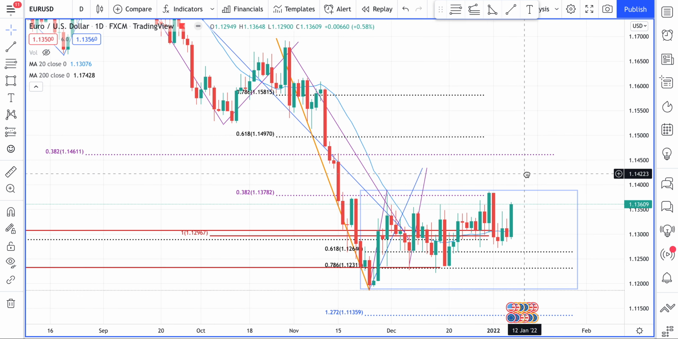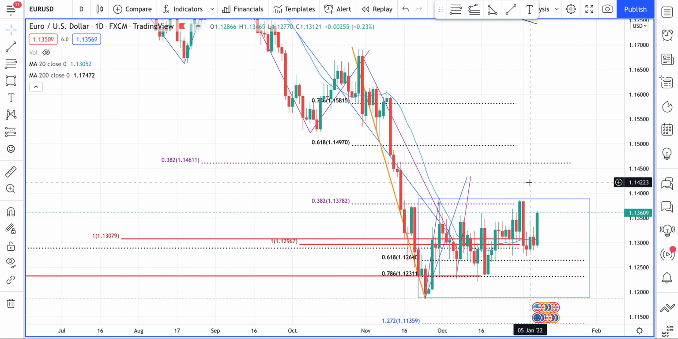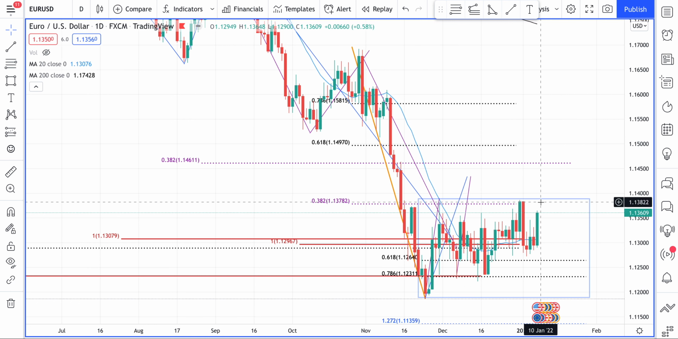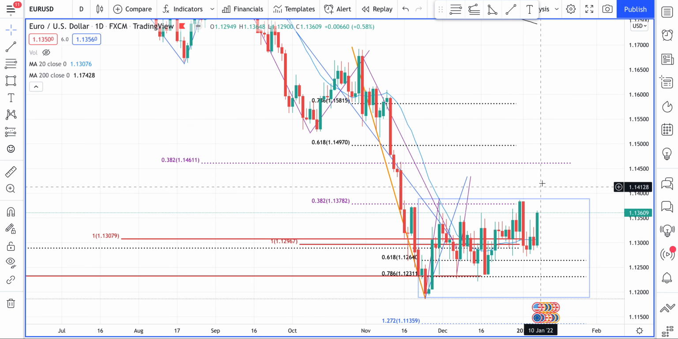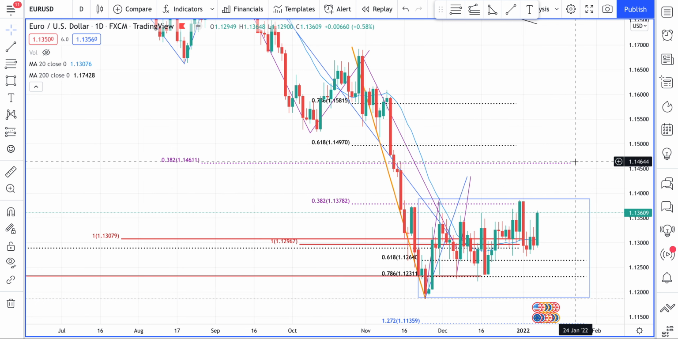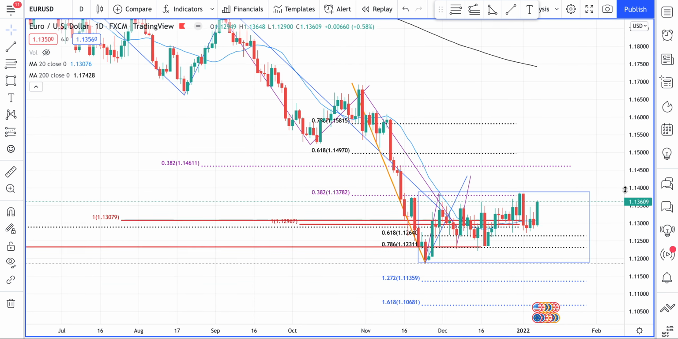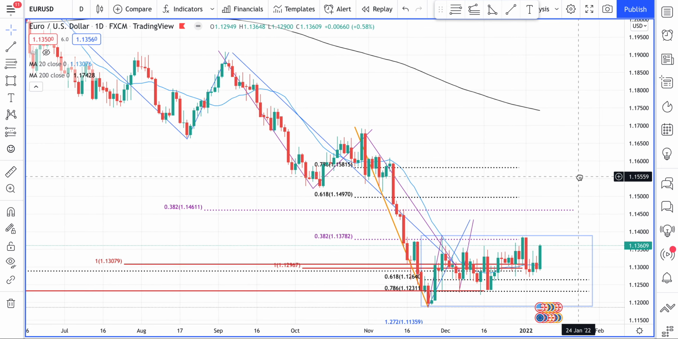Okay, so this is what we are watching, and it is possible that if it is finally able to break out, it could trigger more buying, because it'll be the first, second, third time. And if it sustains the breakout, then what we are looking at is the price reaching up to this 38.2% retracement level at 1.1460 as the possible target.